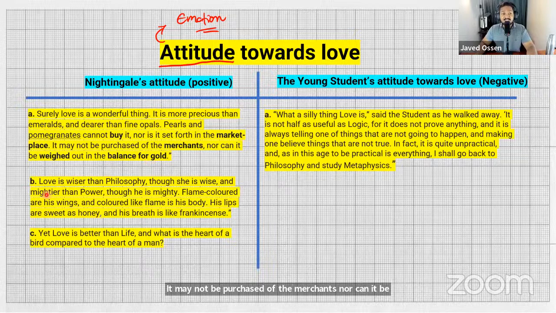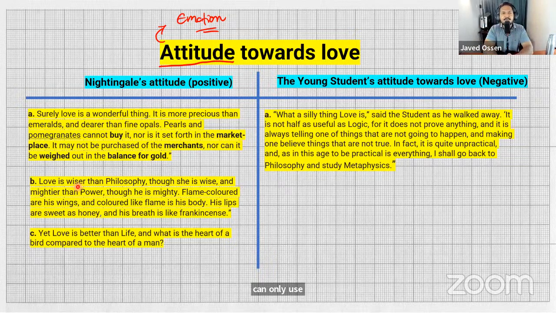What else does the Nightingale say? Love is wiser than philosophy. She's talking about personified love. In The Nightingale and the Rose, the characters are anthropomorphic, but love has been personified. So remember, anthropomorphic means they really have human qualities. Personified means we are imagining that the human qualities are there. Love is not a character. Love is only personified. You can only use anthropomorphism with characters, okay?